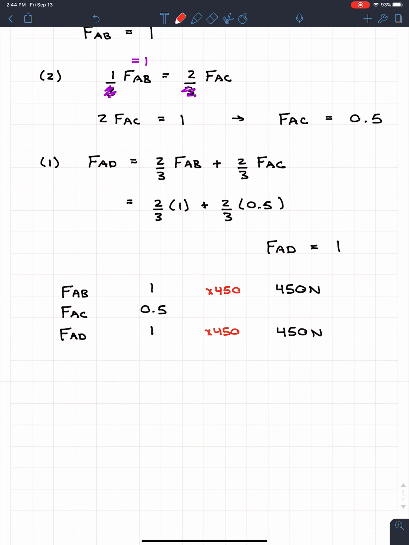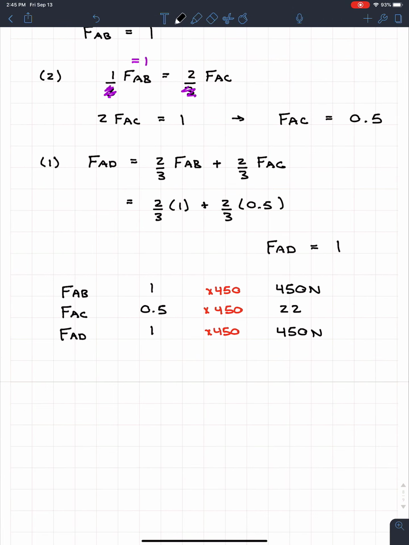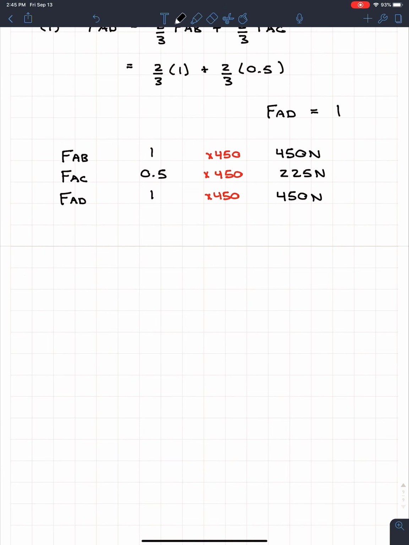Well, what do I do with FAC now? Now remember, everything's proportionate. So if I multiplied FAB and FAD by 450, I'm going to also have to multiply FAC by 450. And what that'll give us is 225 newtons. So those are my forces now. Those are all my forces right there. So those forces are correct. And how do we verify that they're correct? Well, remember, the maximum load it can take is 450. And none of those forces are over 450.